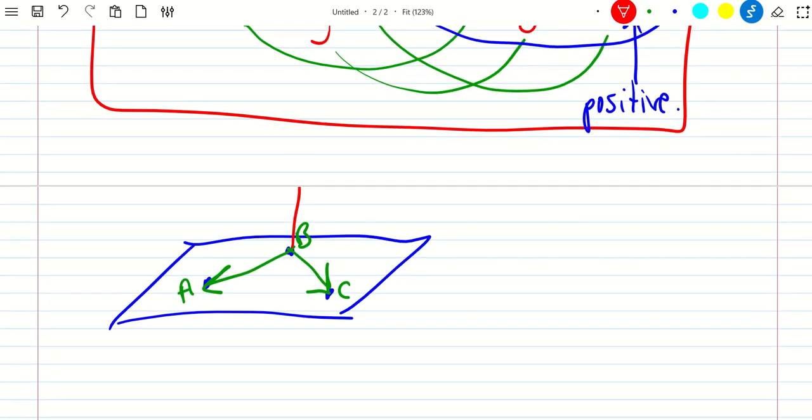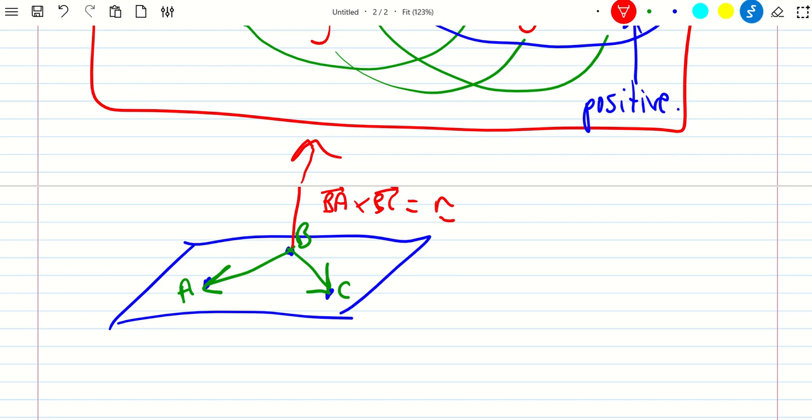Damn, I've hit the top of the page. I hate when that happens. I'll just cut to there. We can find that normal by going BA cross BC. That will get us our normal. So that'll be equal to the normal.